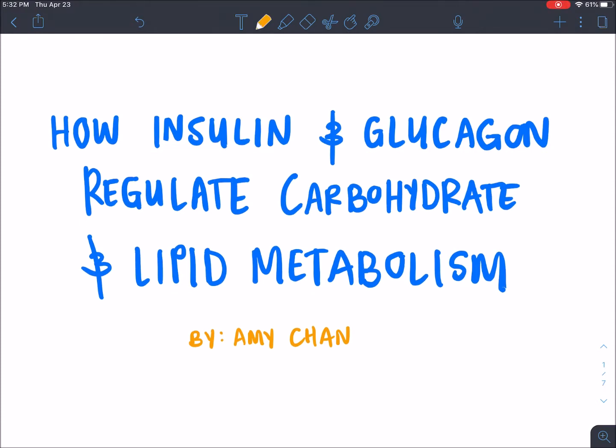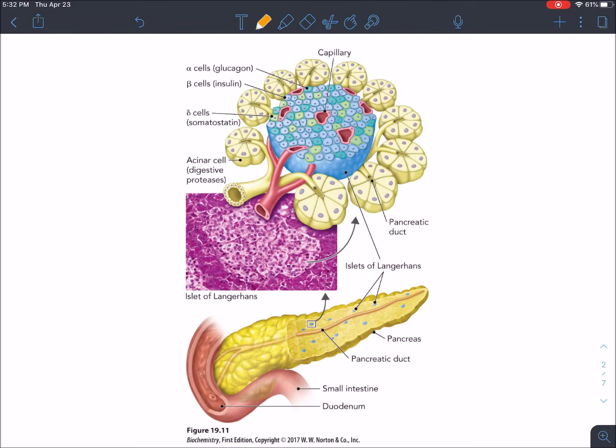So today I'm going to be going over how insulin and glucagon regulate carbohydrate and lipid metabolism. So within the pancreas, there is a region called the islets of Langerhans. And in this region, there are three cell types that are important to peptide hormone synthesis.